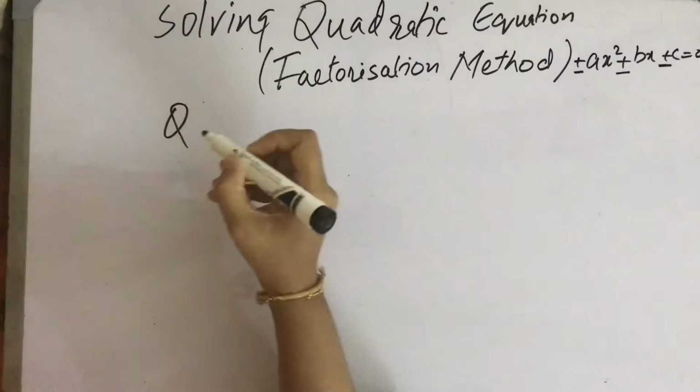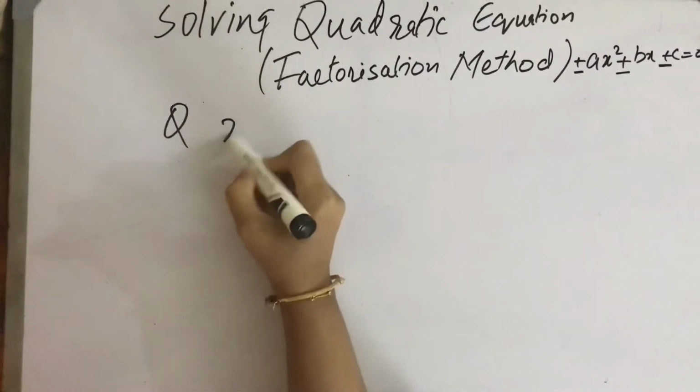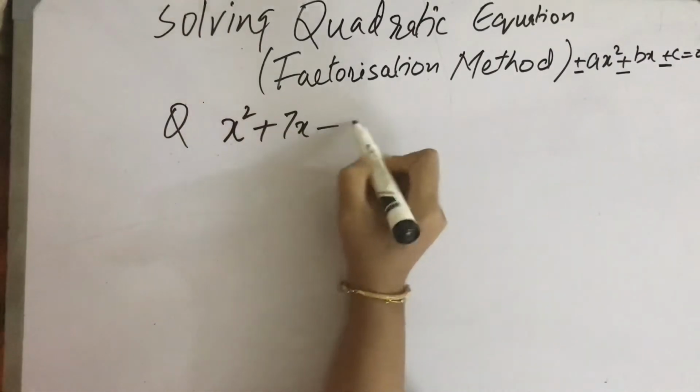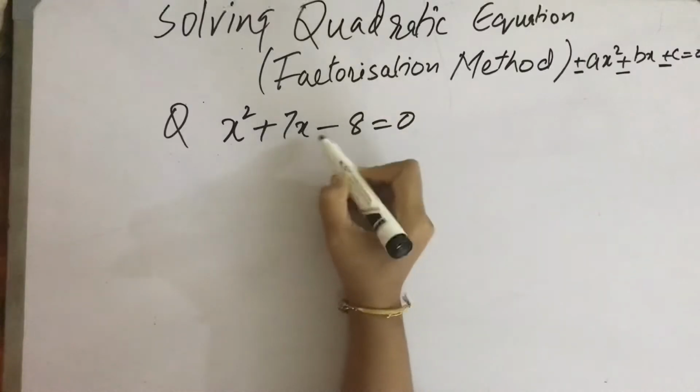The next question which I have chosen for you is x square plus 7x minus 8 equal to 0. Again, this is negative.